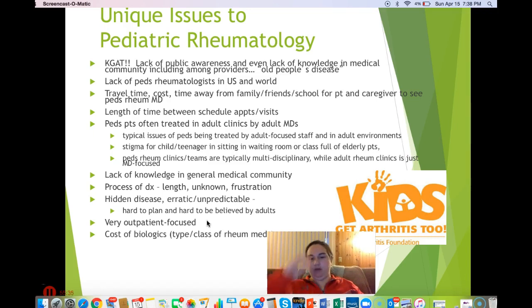And a lot of parents are having to deal with all these things at home on their own. And then biologics is this new class of medication that I was in the FDA phase 3 trial in 1999 for the first biologic that came out called Enbrel, and now there's many more. But it is outrageously expensive, even with insurance.